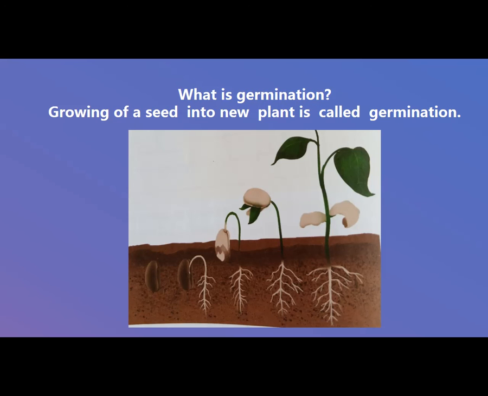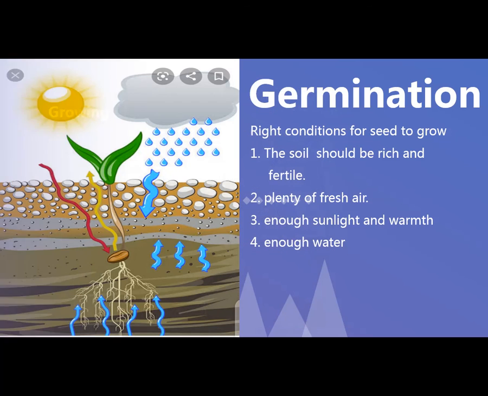Next, students, we will learn about what is germination. Growing of a seed into a new plant is called germination. We will further study about germination. When any seed falls onto the ground or is planted, it needs the right conditions in order to grow. The soil should be rich and fertile. There should be plenty of fresh air and enough sunlight and warmth, and of course the water. If the conditions are right, the seed will germinate.